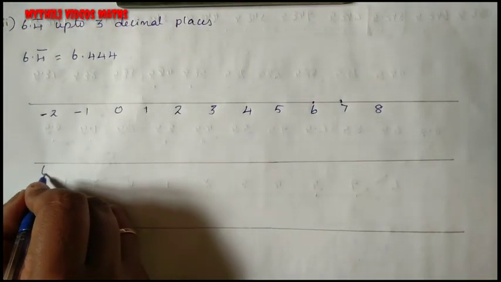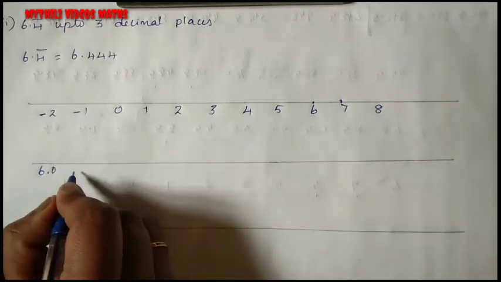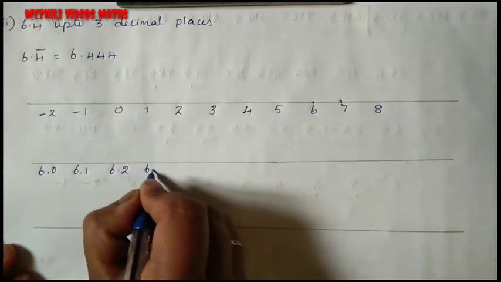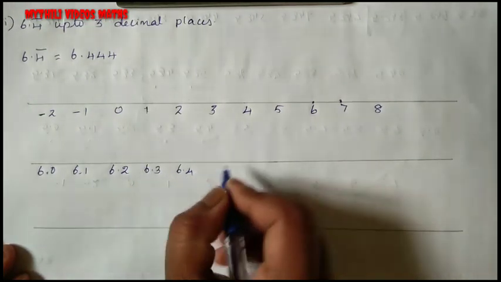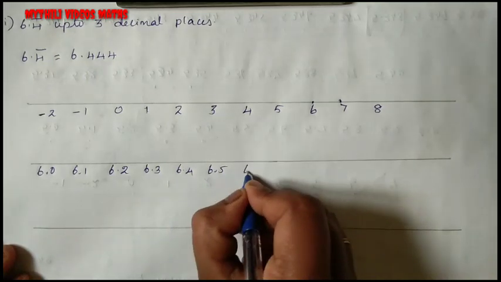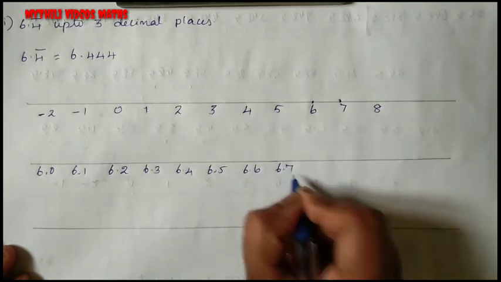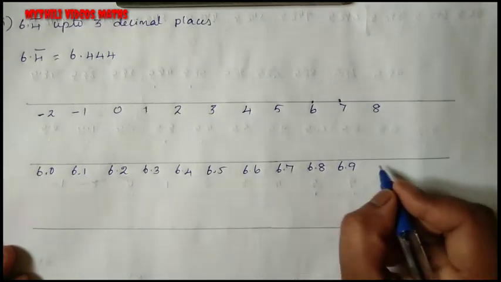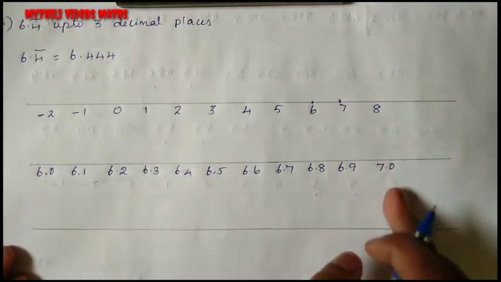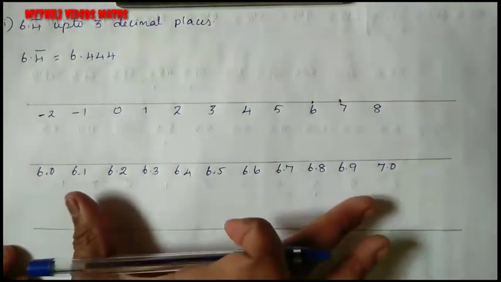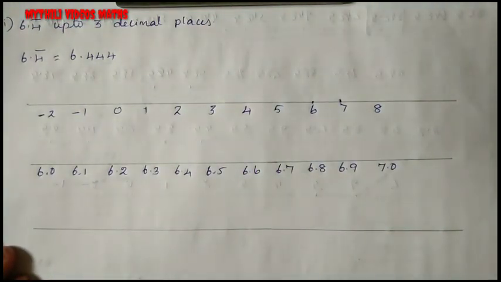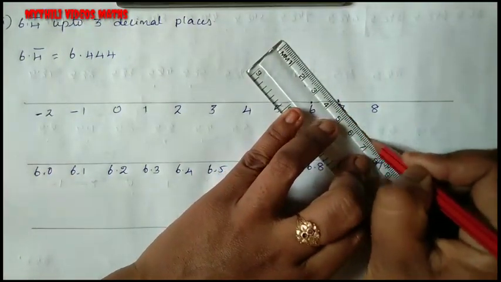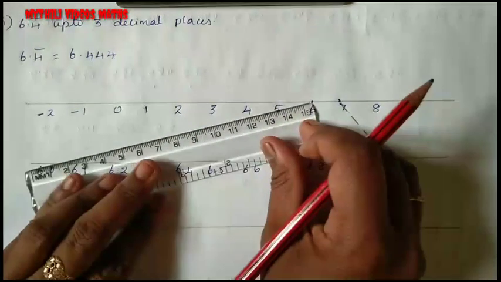So what are all? The first number is 6.0, okay, and then 6.1, 6.2, and then 6.3, 6.4, 6.5, 6.6, 6.7, 6.8, 6.9, and then 7.0. Okay, so between 6 and 7, this many numbers are lying. Okay, the same thing, we have to draw the lines. So from 7, draw this number. Same from 6.